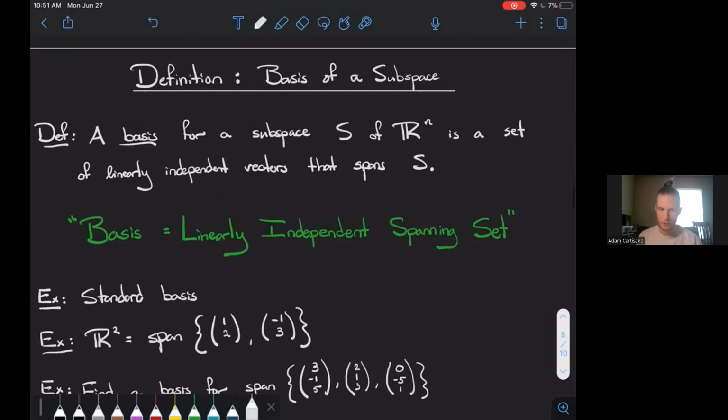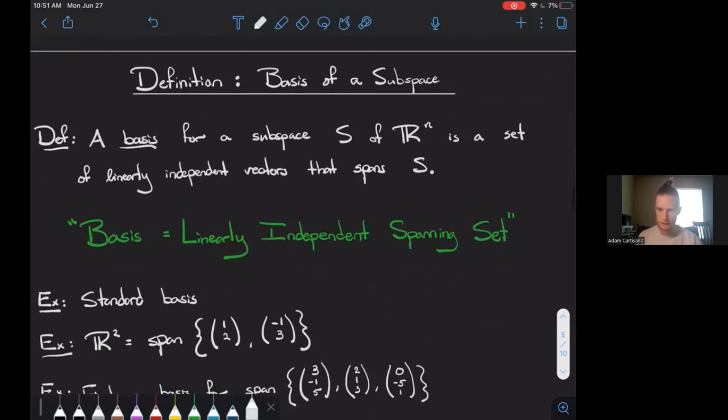Okay, and now I want to talk about the most important definition maybe of all time. This is called the definition of a basis for a subspace. So a basis for a subspace is a set of, I'll just read it: a set of linearly independent vectors that span S. I've got it in green here. You should memorize this at all costs. A basis is a linearly independent spanning set.